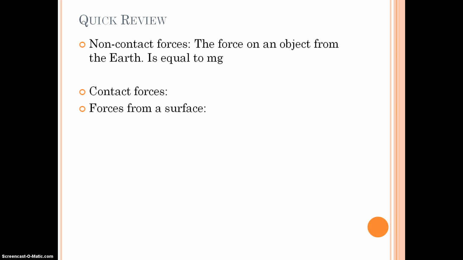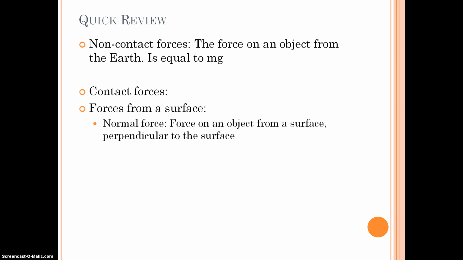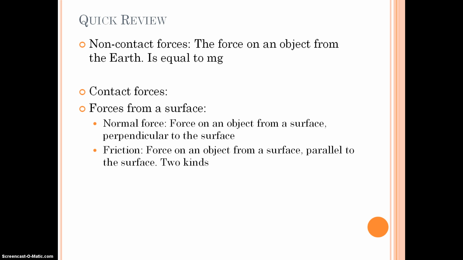We learned that if something is touching a surface, there are two possible forces. The normal force, that's the force on something from the surface that's perpendicular to the surface. And then friction, which is, again, a force on an object from a surface, parallel to the surface. And there's two kinds of friction. Static, when there's no motion. And this static friction is always bigger than kinetic friction.